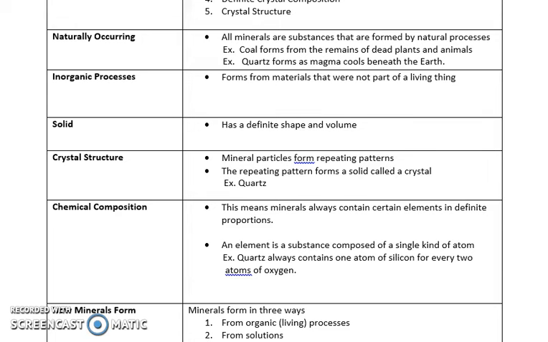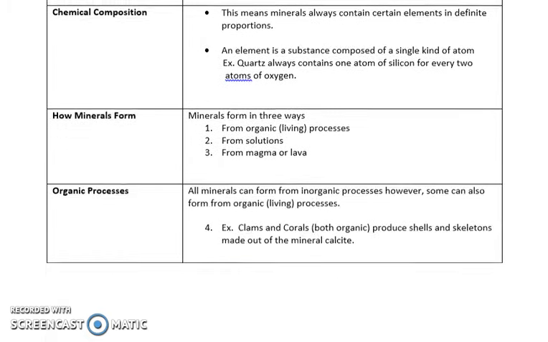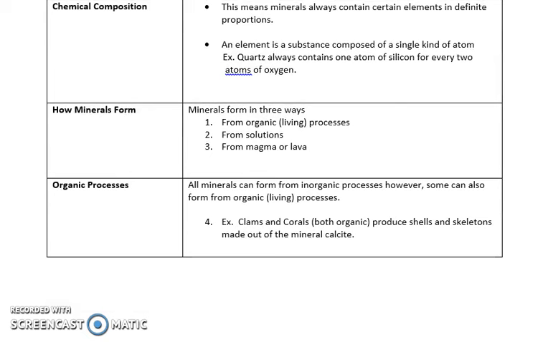Alright, so how do minerals form? Minerals form in 3 main ways. They can form from organic or living processes, kind of like coal there, from solutions, and 3 from magma or lava. So let's talk about each one of those 3 things.